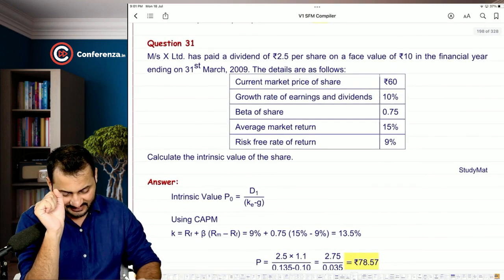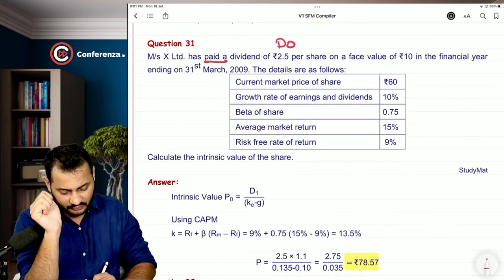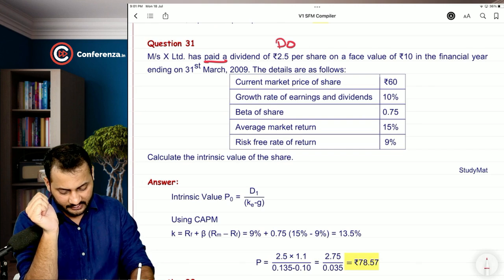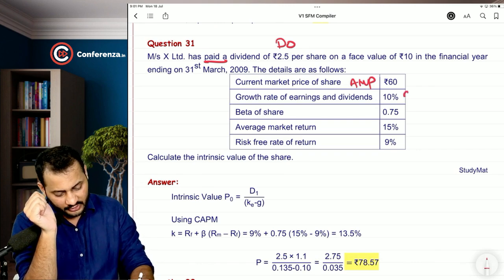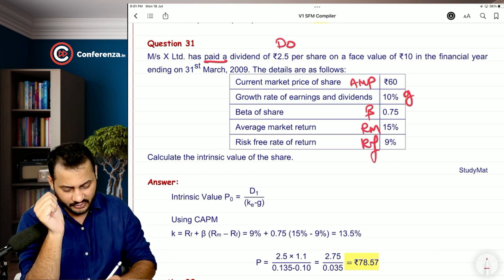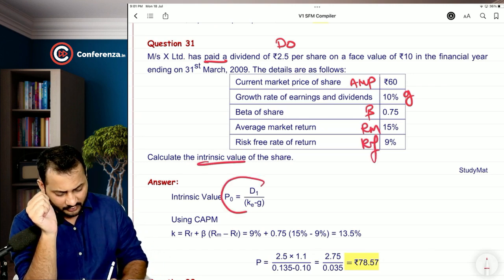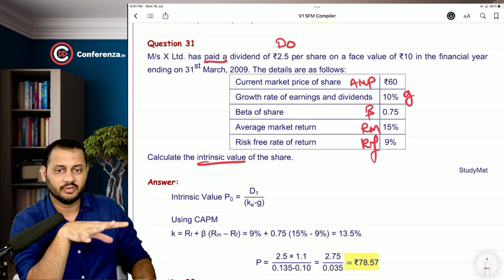This is something interesting. Have a look. Paid dividend, that means this is D0. Face value 10 in the financial year ending 31st March. Okay, current market price is already given to us, that is the actual market price. Growth rate is given to us. Beta is given to us. Average market return is given to us. Risk-free rate of return is given to us. Intrinsic value is calculated using this formula. I think this can also be taken as homework.